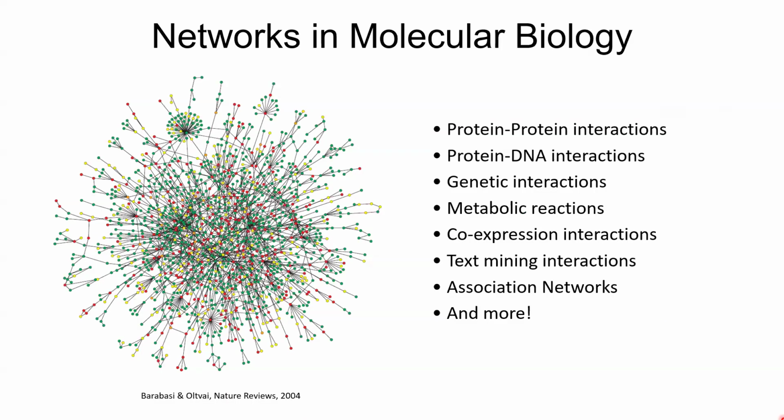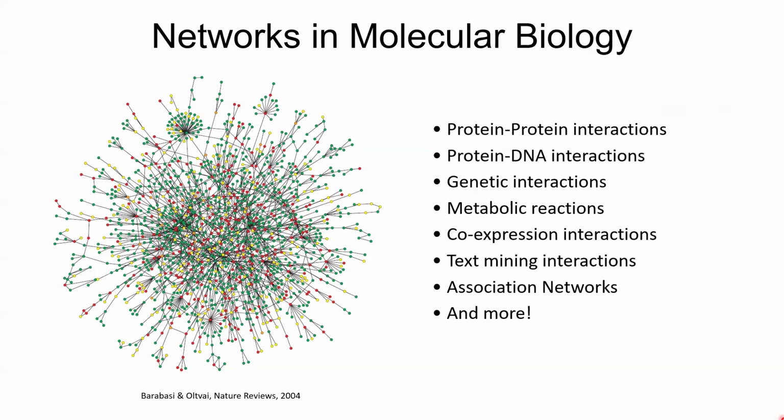Now, there are many types of networks that are encountered in molecular biology, and I'll touch on some of those at the end of my talk. Very briefly, you might run into things like protein-protein interaction networks, protein-DNA interaction networks, genetic interaction networks, metabolic reactions, co-expression interactions, text mining interactions or association networks, and many, many more. There's no way I could cover all the different types of networks encountered in molecular biology today.